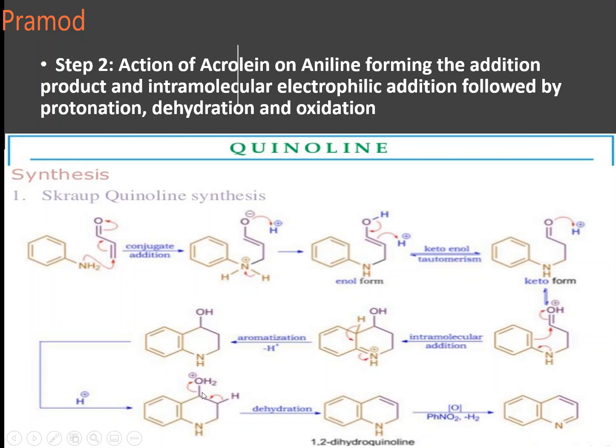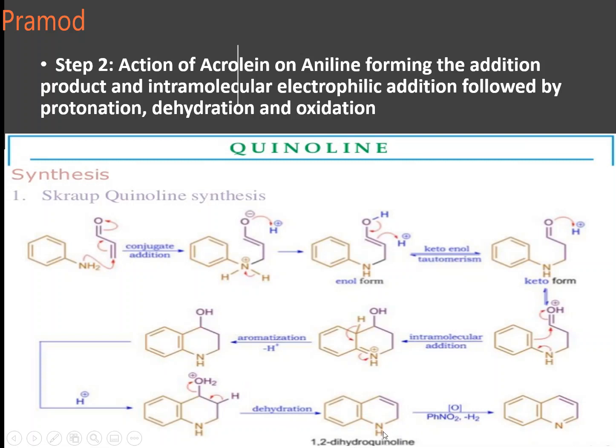Okay, the next step is, again in acidic medium, your OH gets protonated. The OH gets protonated and is lost. In this step, dehydration occurs, followed by a loss of proton, and you get your 1,2 dihydroquinoline.